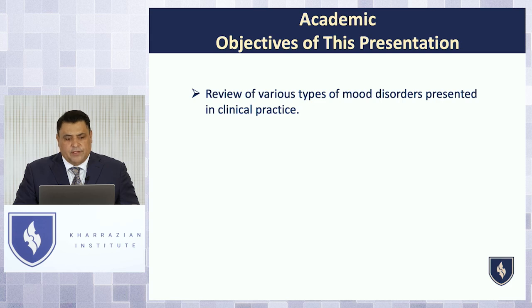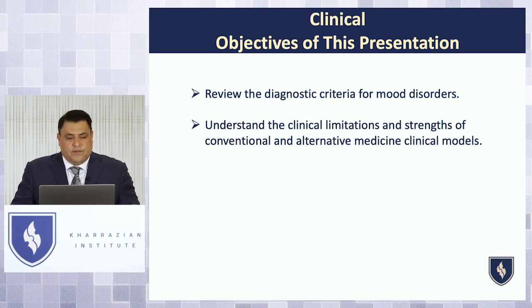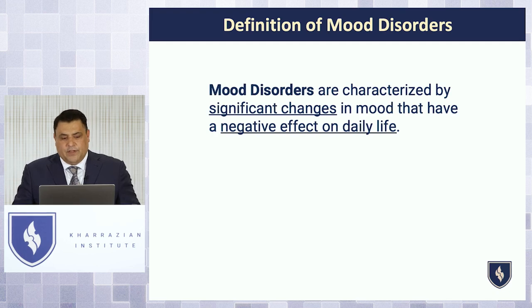For the first part, the introduction, my academic goal is to review various types of mood disorders presented in clinical practice. We'll break down the various types and some of the mechanisms that cause them. The clinical goal is to review the diagnostic criteria for mood disorders and understand the clinical limitations and strengths of conventional and alternative medicine clinical models. Now, let's start with this. What's the definition of mood disorders? Mood disorders are characterized by significant changes in mood that have a negative impact on daily life. Or you can think of it as there's some loss of function, right?